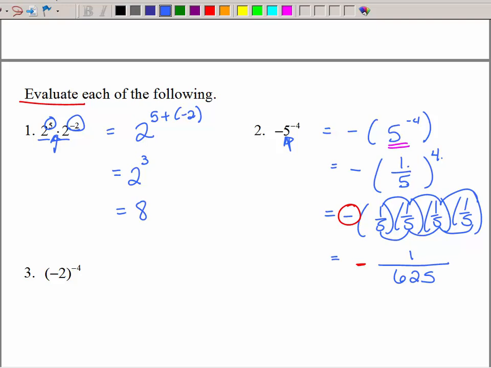So let's look at problem number 3 and kind of compare it to problem number 2. What is the base on problem number 3? It is negative 2 because of those parentheses.